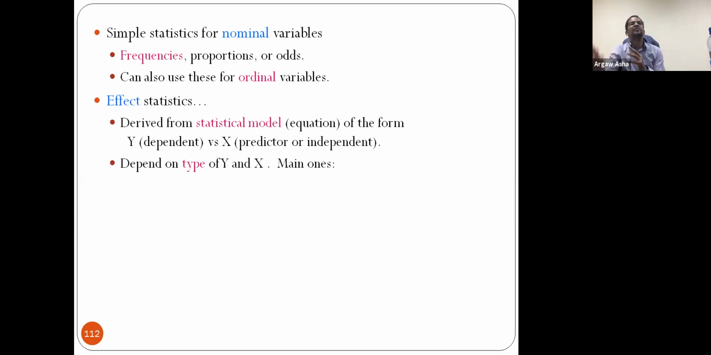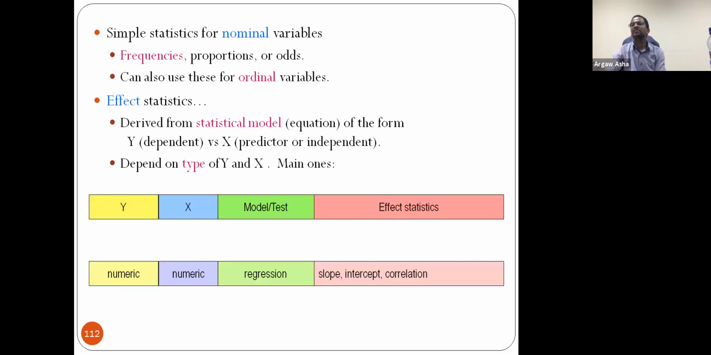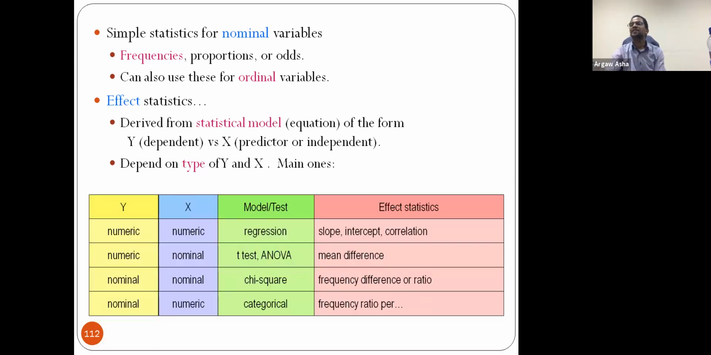Comparing one dependent variable against another independent variable. Let us say y is numeric and x is numeric. You may have model tests such as regressions, slope, intercept, and correlations. If it is numeric and normal, you can have a t-test. If it is nominal, you can use chi-square. If it's nominal and numeric, you can use categorical tests for this.